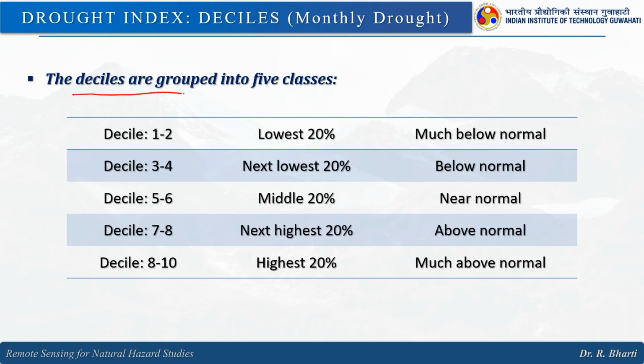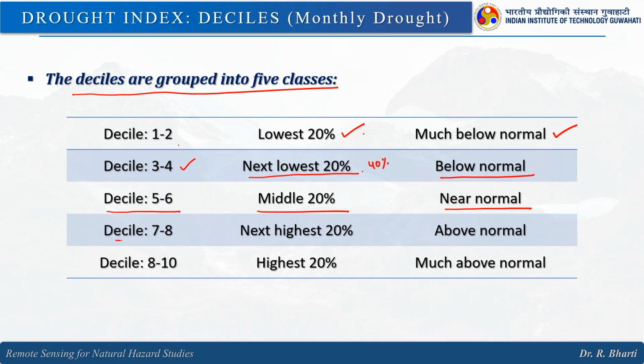So, here the deciles are grouped into 5 classes. Decile 1 to 2, that is lowest 20%, much below normal. Decile 3 to 4, that is next lowest 20%, here 20, then 20, this will become the 40%, and this is below normal. Decile 5 to 6, middle 20%, near normal. Decile 7 to 8, that is next 20% and this is above normal. Decile 9 to 10, highest 20%, much above normal. So, this is how we are going to interpret our deciles.